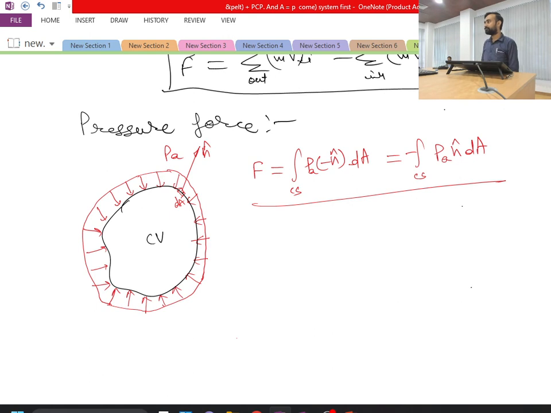Sir, again, the direction you have made for the arrows denotes the sign of the pressure force, not pressure, right? Yes, pressure force.